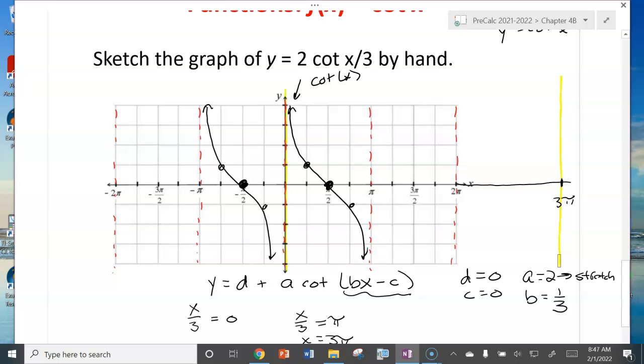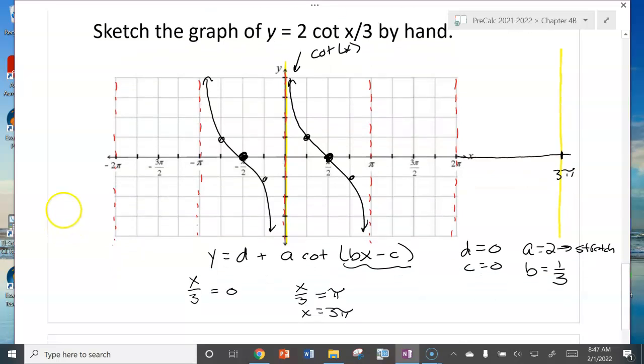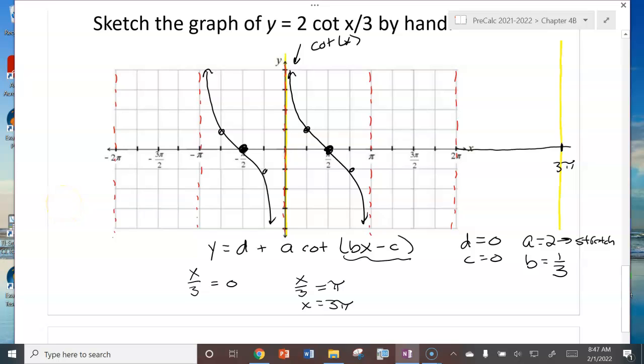And then I know that I have a vertical stretch of 2. So when I figure out my points, everywhere there was a 1 is going to be a 2. And I need to stretch these out. Instead of having a period of pi, I have a period of 3 pi. So that means everything gets stretched by a factor of 3.